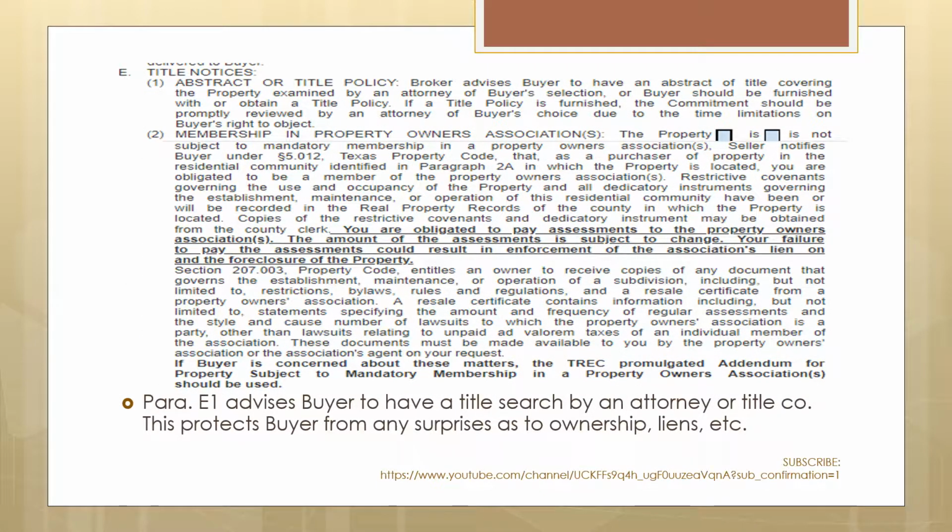Paragraph E1 advises buyer to have a title search by an attorney or title company. This protects buyer from any surprises as to ownership, liens, etc. Well, we've already talked about that. If you're going to use a title company, this is what they do. They're going to give you an abstract of title. It's a warning to buyer: don't leave a title company out of the equation. All right.